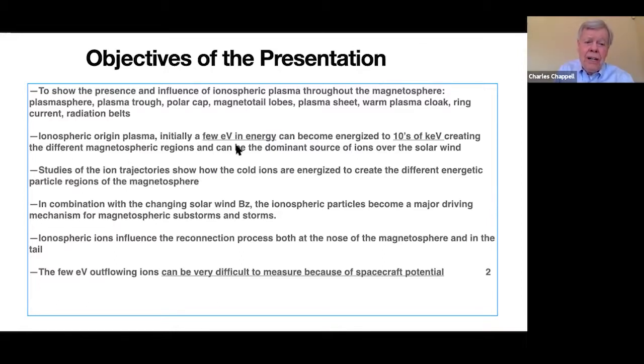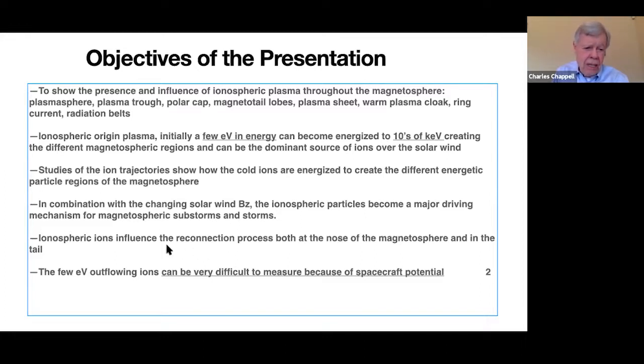Initially, we want to show how the ionospheric plasma that has energies of only an eV or so can become energized in the magnetosphere to the energies of the different regions that it ends up in, actually helping create or dominatingly create many of those regions. We want to look at the trajectories that show how the cold ions are energized into the different regions that they move. And then in combination with the solar wind Bz, show how the ionospheric particles become a major driving mechanism for substorms and storms.